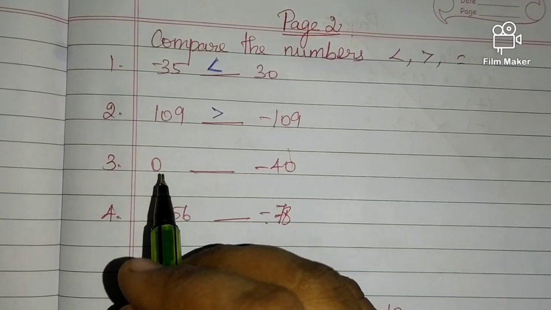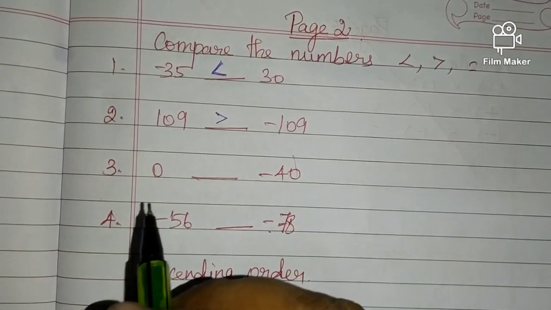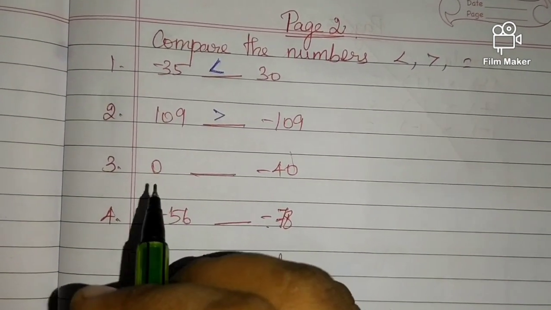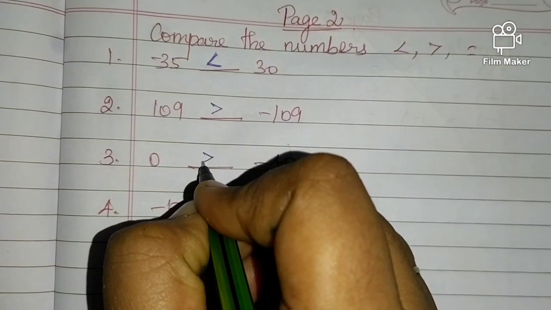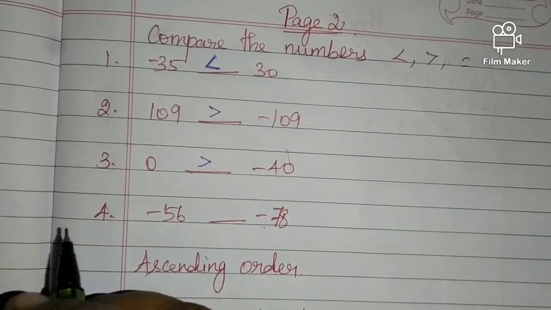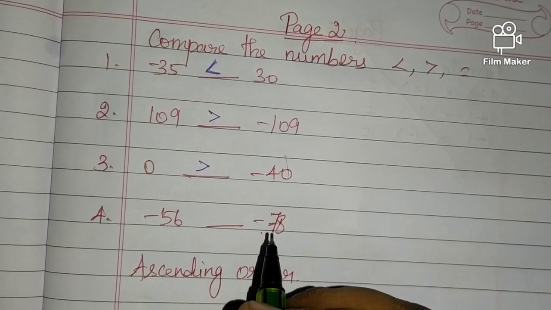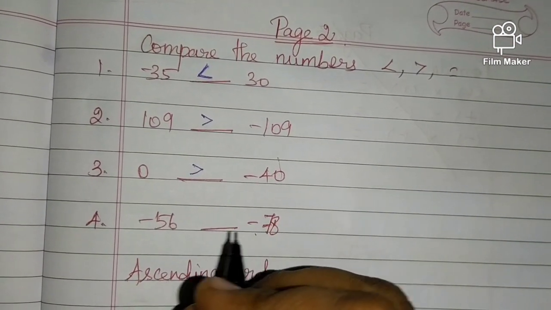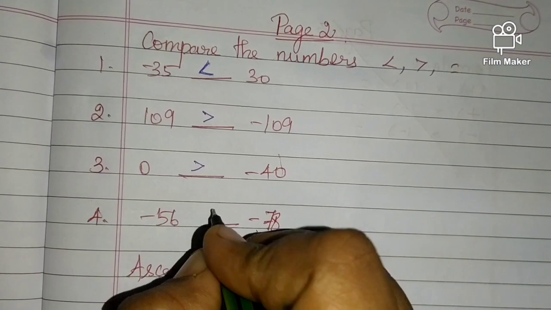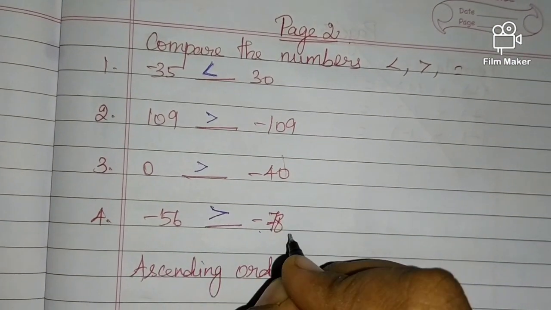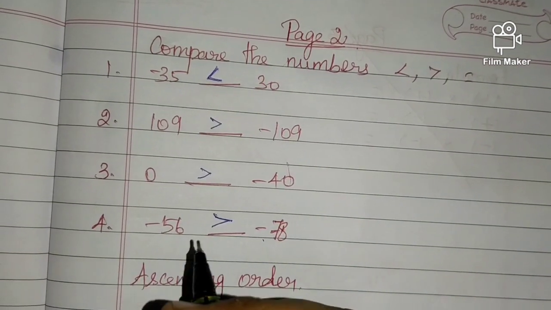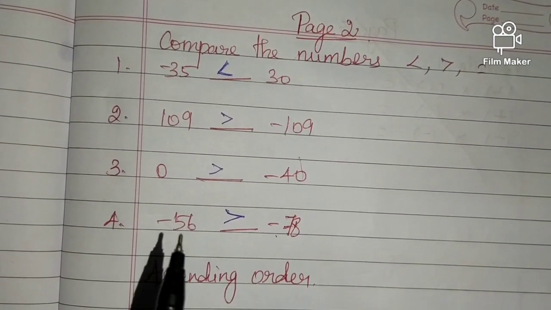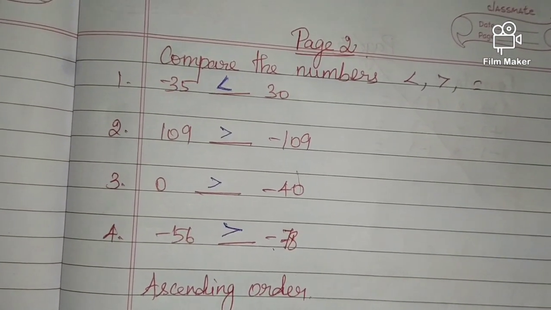Then here I have given 0 and minus 40. All negative numbers are lesser than 0. So 0 is greater than all the negative numbers. Next, I have written minus 56 and minus 78. Which is smaller? Minus 56 is greater than minus 78. On the number line, near the 0 on the left side, minus 56 will come first. So minus 56 is greater. Are you clear up to this?